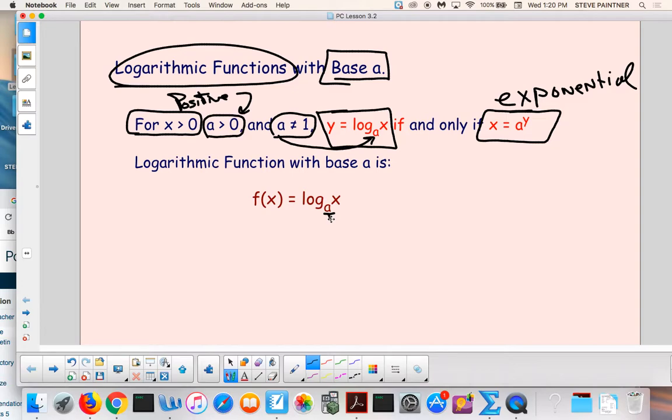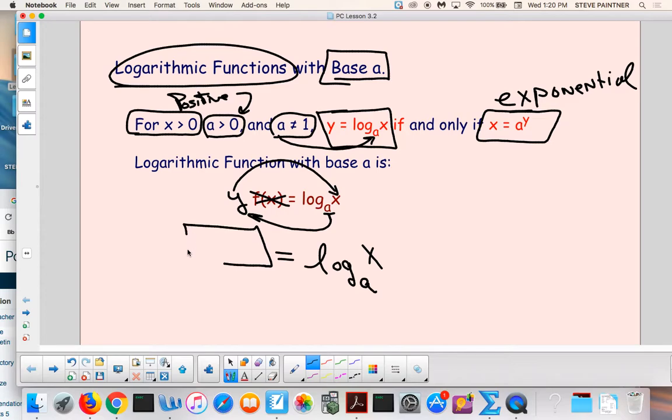Where's y? This is y, yep. So A, raised to the what? y power must equal what? X. So here's what you have to know. If you're taking the log of a number x base a over here, that's the answer. It's y. But wait a minute. Y is a what?